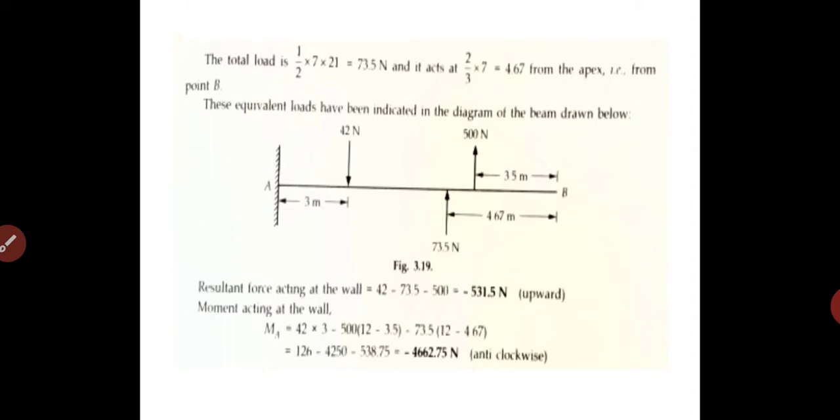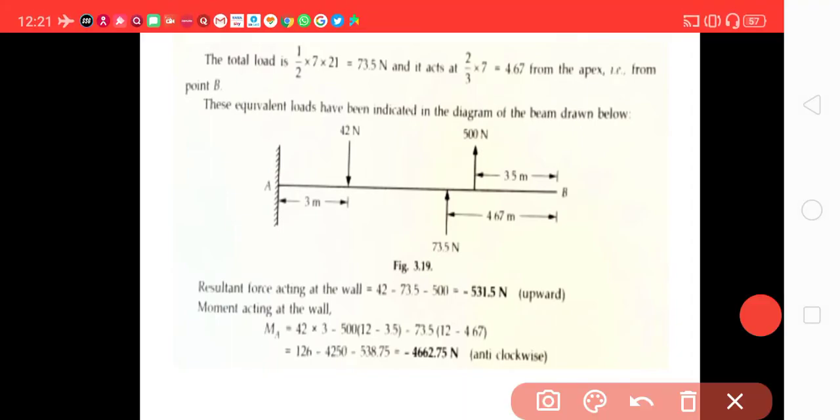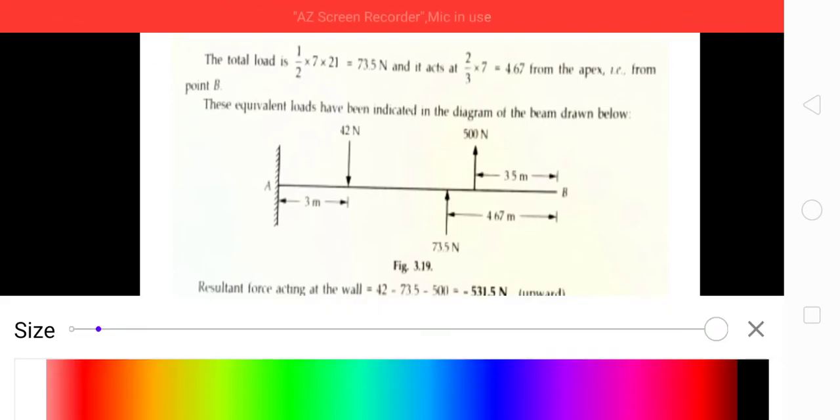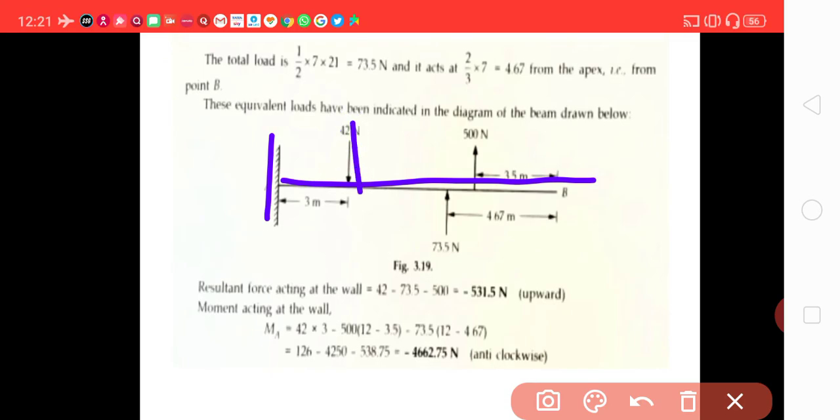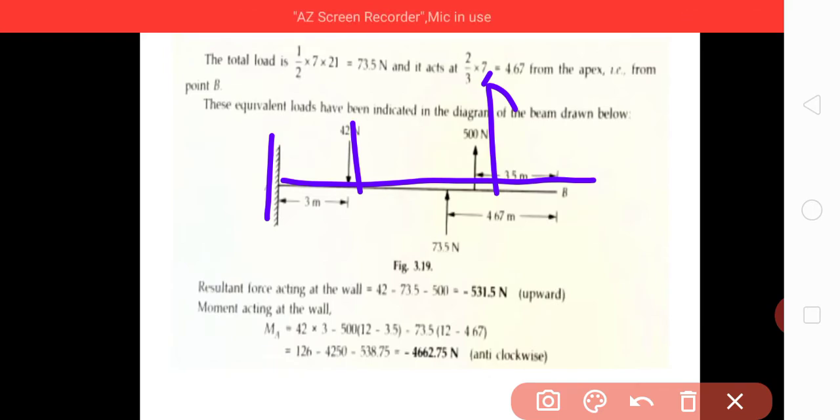Same thing. Now we have again drawn that cantilever. This is the cantilever we have drawn. This is point load 42 Newton. This is 500 Newton upward, and this is 73.5 Newton upward.